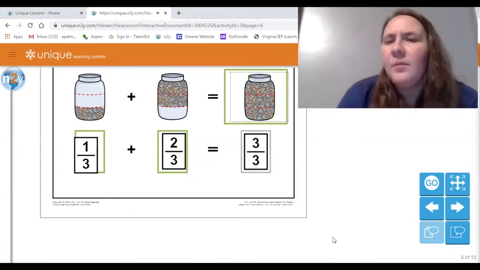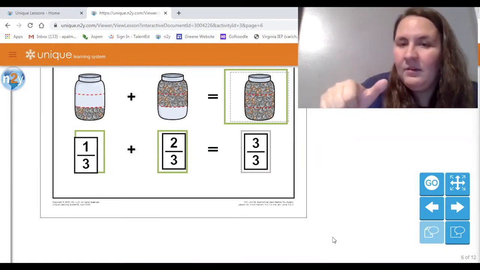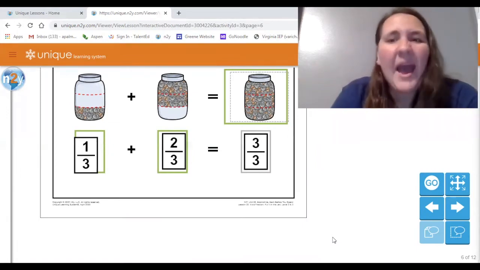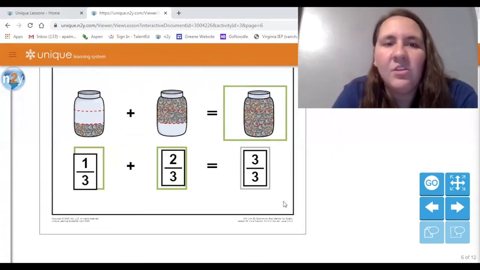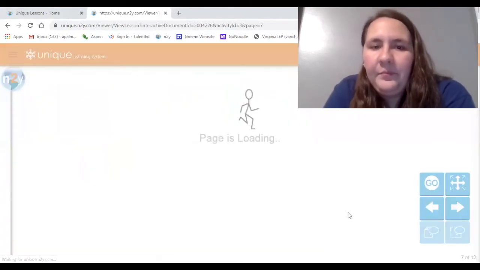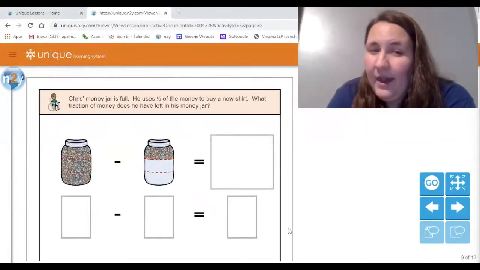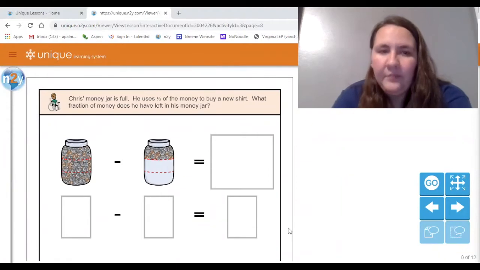Okay, how are we feeling about adding? Okay, yeah. I see lots of thumbs up. Adding's usually pretty easy, right? Because we just count how many pieces are all together. All right. Let's practice one that's subtracting, okay? We're going to practice it together.